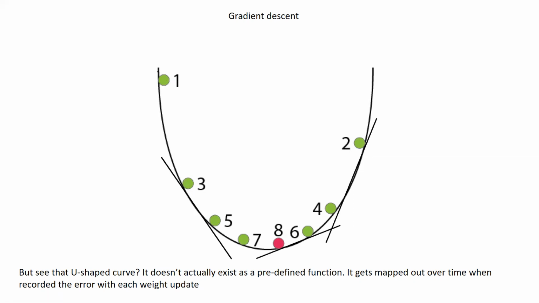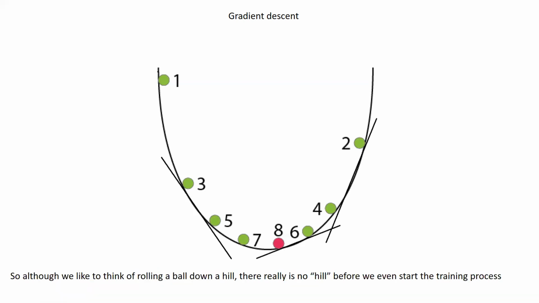So yeah, there's no hill, in inverted commas, before we start the training process. We can't see this in advance. So, what do we do? We need to differentiate something. We need some curve to find a tangent to.